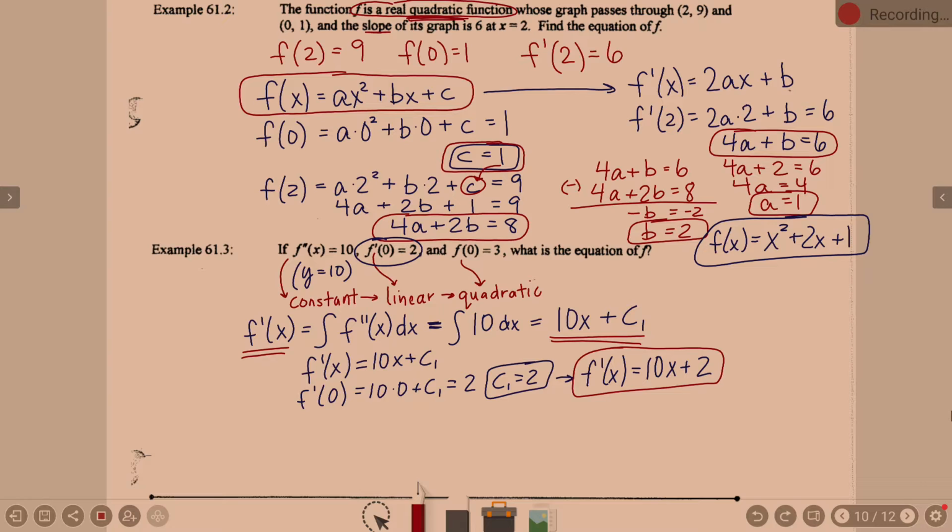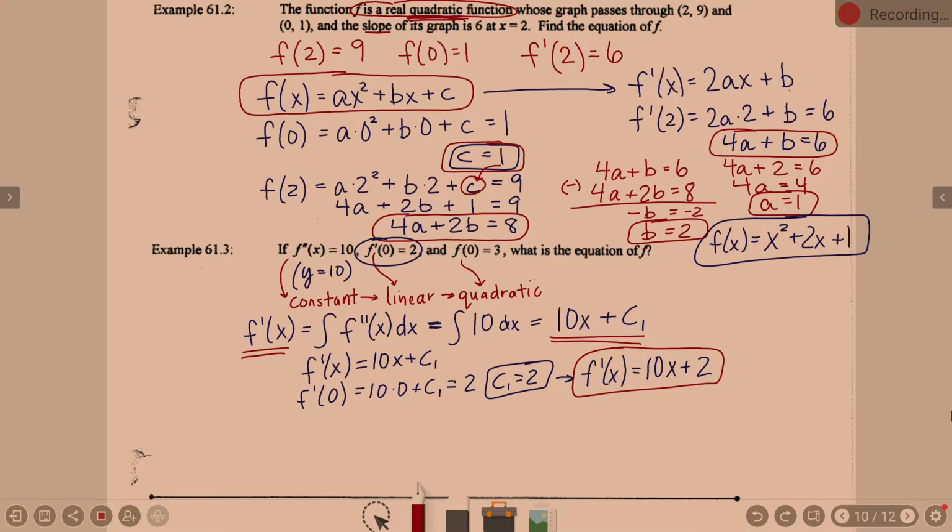Now, I'm not done yet though, am I? Does this match up with what we are expecting? The first derivative is linear. Did I end up with a linear first derivative? I most certainly did. So now we have to go another step. We know the first derivative. How do we get to the original function? We're going to integrate again, aren't we? Essentially, pretty much the same process.